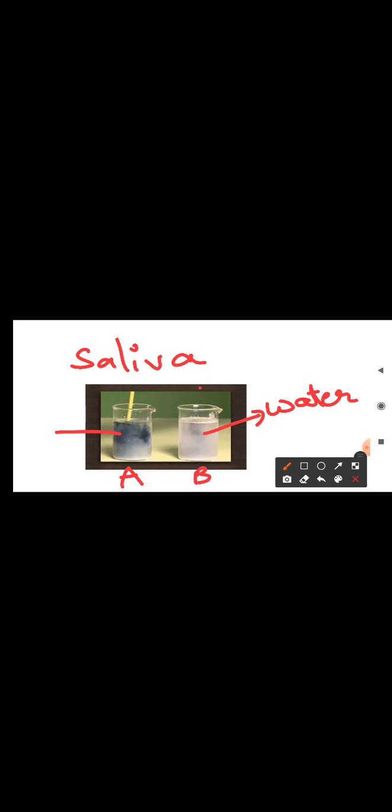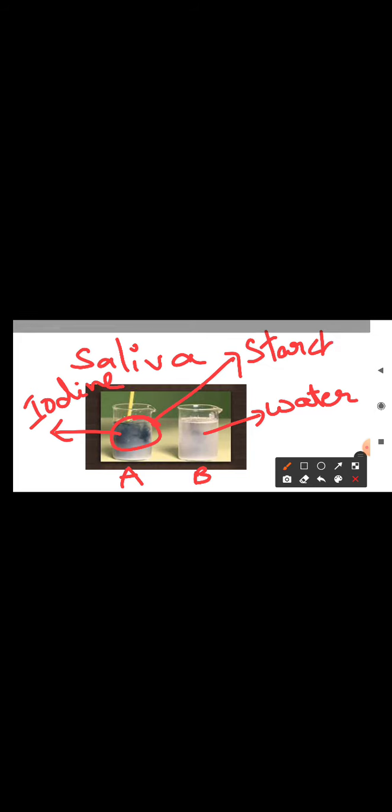So here you made the solution of mashed potato and added some iodine drops to it. What happens? You know that when you add iodine to potato, it shows a dark blue black color. This color indicates that the given solution contains starch. The given food item has starch in it.